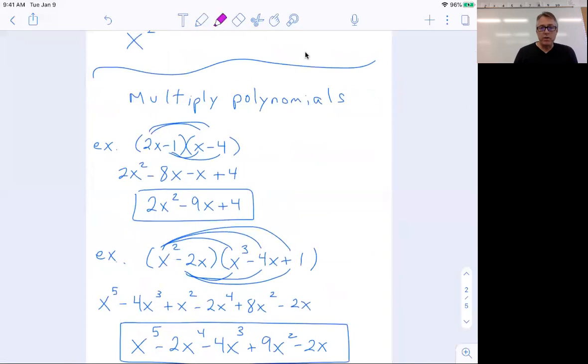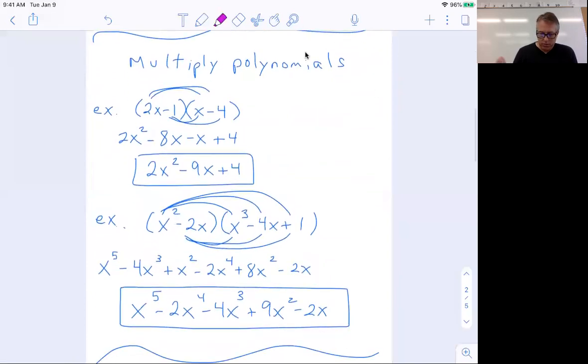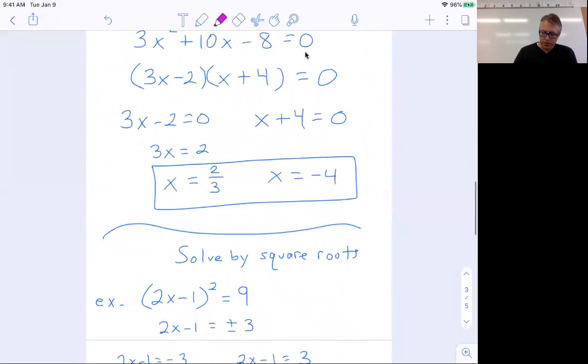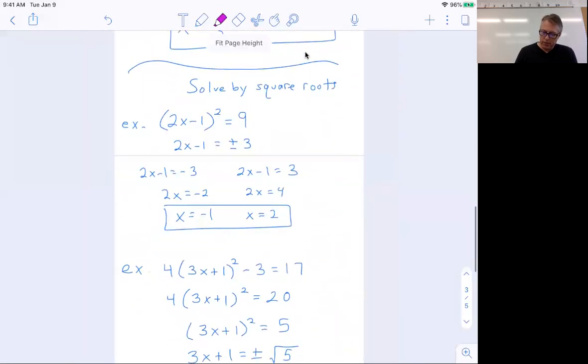We then multiplied some polynomials. Okay, so we had 2 examples. One was harder than the other, just had more terms to it. We solved the problem by factoring, and then we solved by square roots.